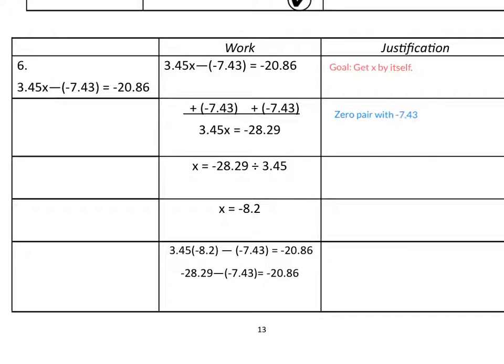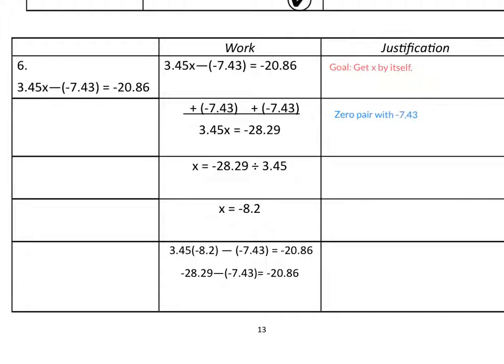And that means that since the equation said minus negative, we have to do the opposite, and we're going to add a negative. Negative 20.86 plus negative 7.43. Signs are the same, so we can add and keep the sign, and that's where we get the negative 28.29 from. Negative 28.29.